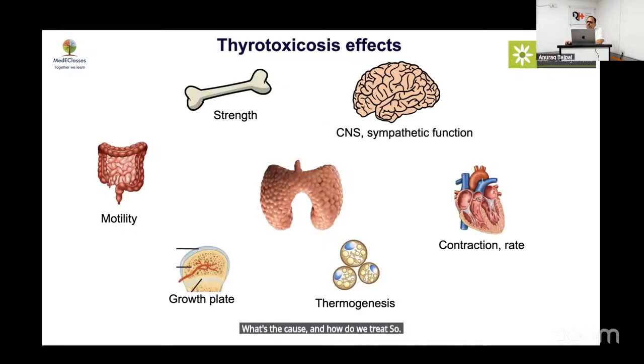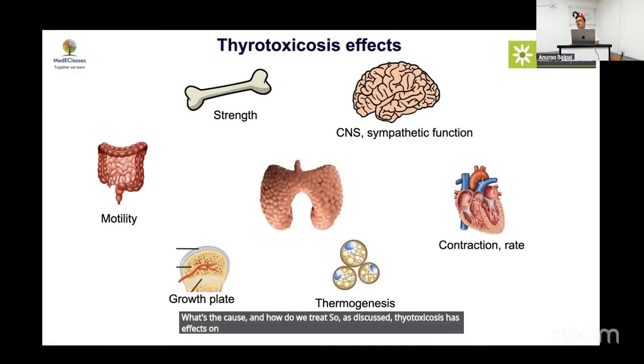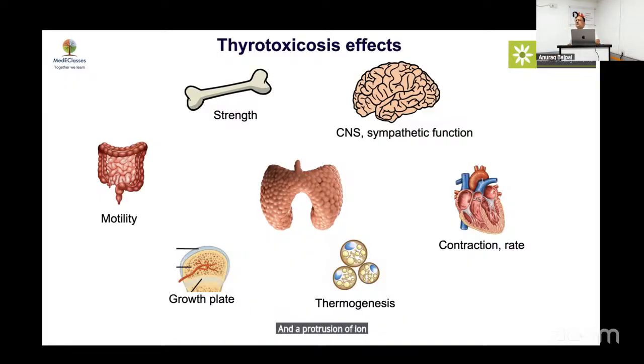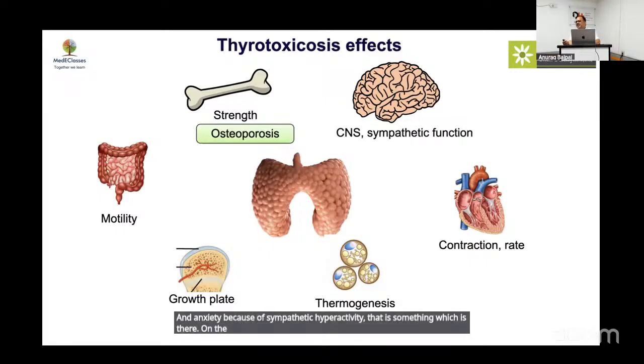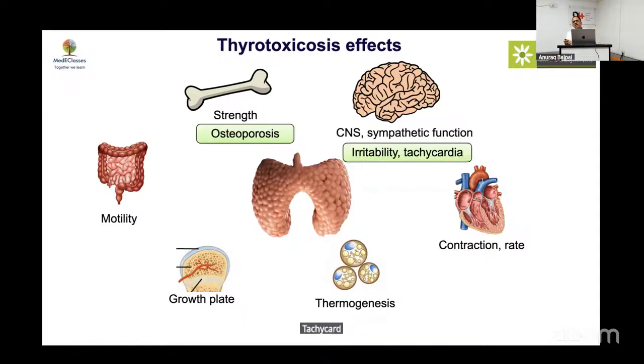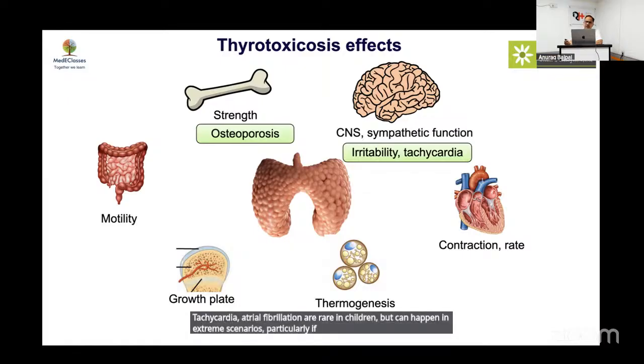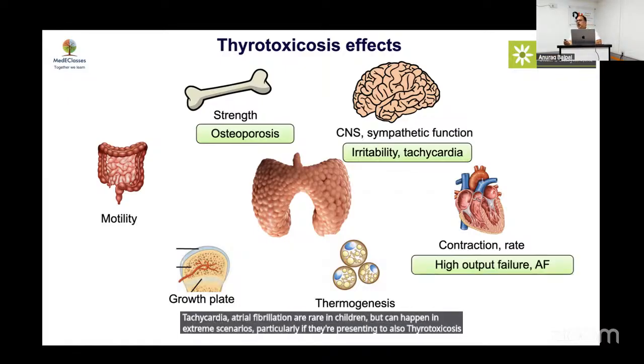As discussed, thyrotoxicosis has effects on every part of the body. The most common symptom that pediatric patients will come to us with is a thyroid swelling and a protrusion of the eyeball. But there are other symptoms like tremor and anxiety because of sympathetic hyperactivity. In the long term, it can have an effect on the bone, causing low bone mass. Tachycardia and atrial fibrillation are rare in children, but can happen in extreme scenarios, particularly if they present as a thyrotoxicosis storm. There could be a high output failure if the heart pumping becomes too much.